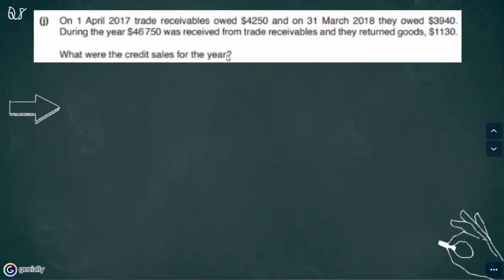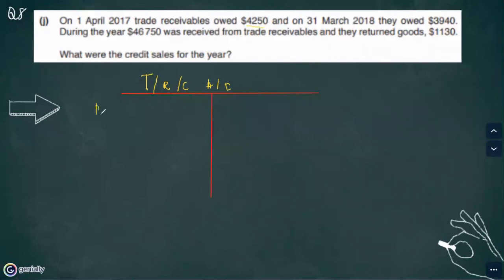Now let's look at this question. Again, they're asking for credit sales, right? So immediately, if it's asking for credit sales, we will try to do the control account. Because credit sales, so this is going to be trade receivable control account or sales ledger control account. Right. First trade receivable owed was 4,250.